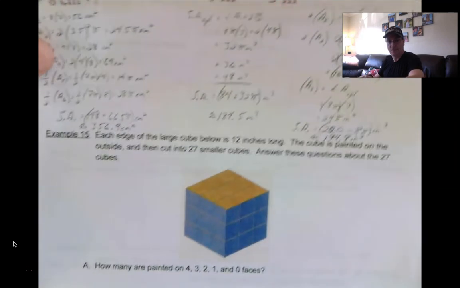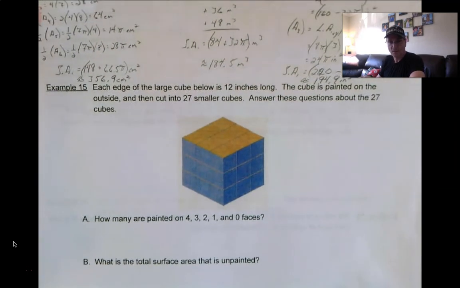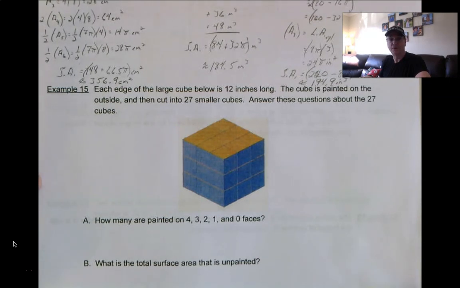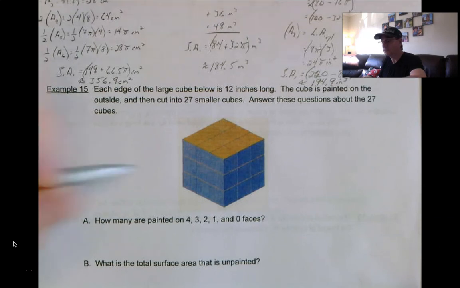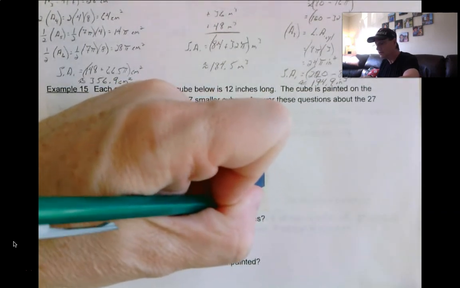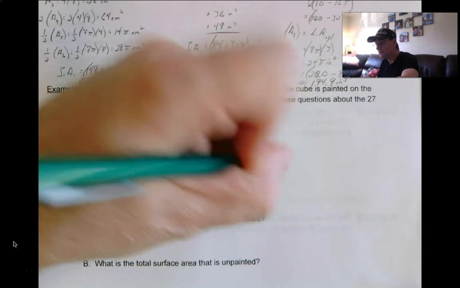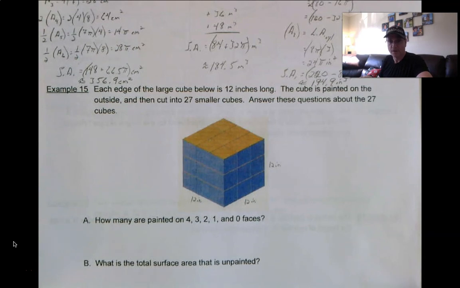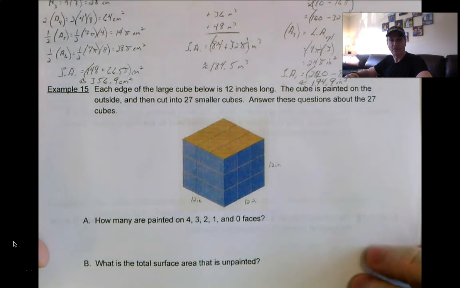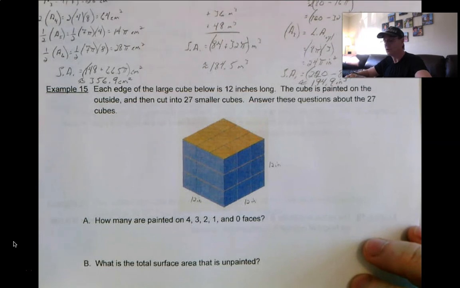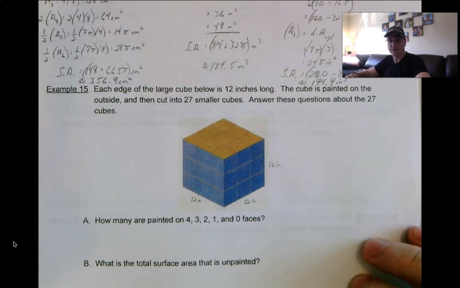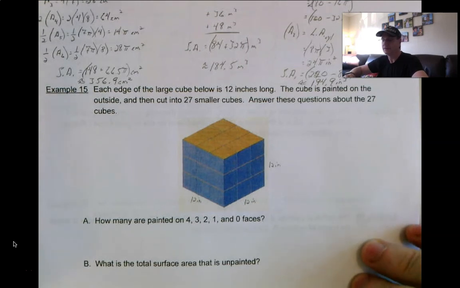Okay. 15. The edge, so we've seen this figure before in a previous unit. The edge of a large cube is 12 inches long. So this is 12 inches, 12 inches, 12 inches, 12 by 12 by 12. The cube is painted on the outside and then cut into 27 smaller cubes. So it's only painted on the outside. Okay, answer these questions about the 27 different cubes.